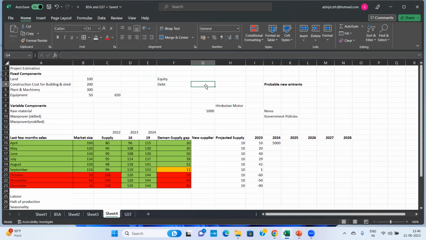Okay. Now, what are the tax implications for investing this money in equity and debt? I have to increase the profitability of the company. What is the tax implication when I take debt and when I take equity?